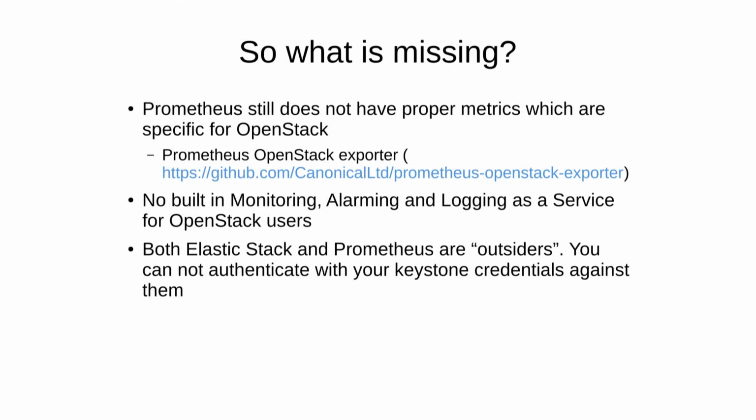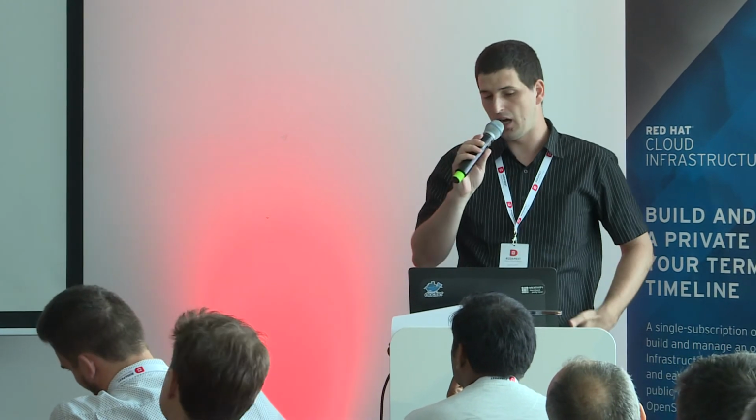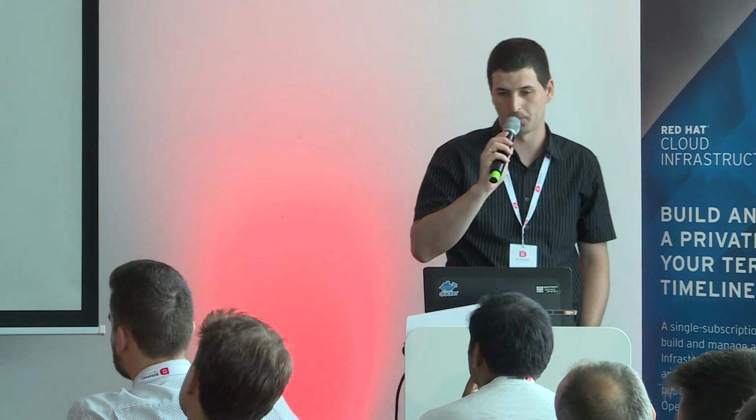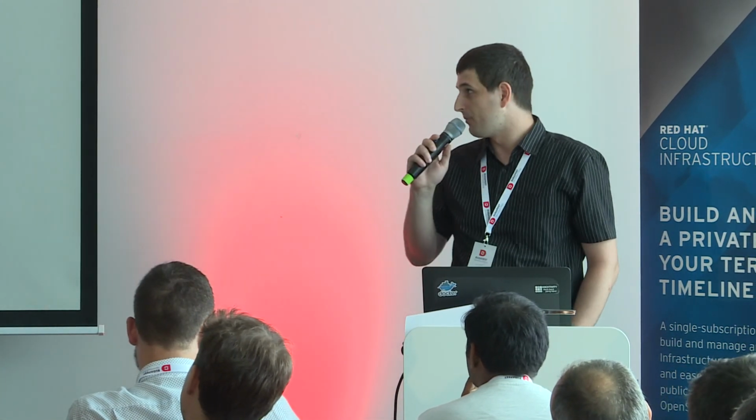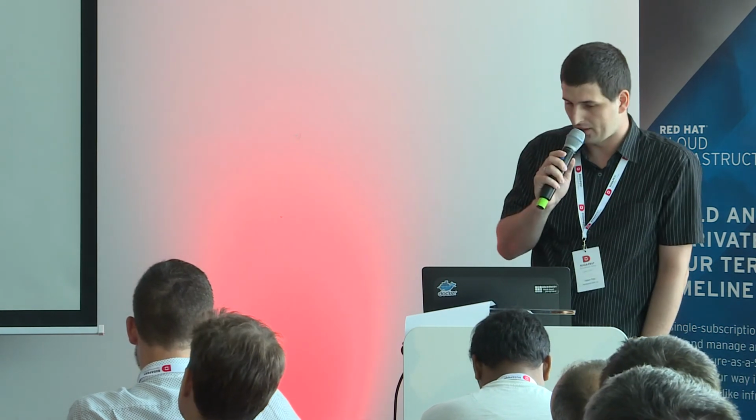So what is missing? Prometheus still doesn't have proper metrics specific for OpenStack, which is really official. It's not 100% true because the Canonical team behind the Ubuntu Linux distribution already started developing their own Prometheus metric extractor system, and it's completely free and you can download it from GitHub. It's still early stages, so you can start using it, but it's not too much data that you can get out of it.